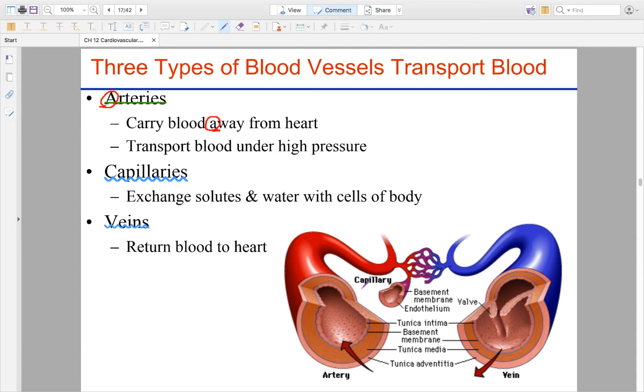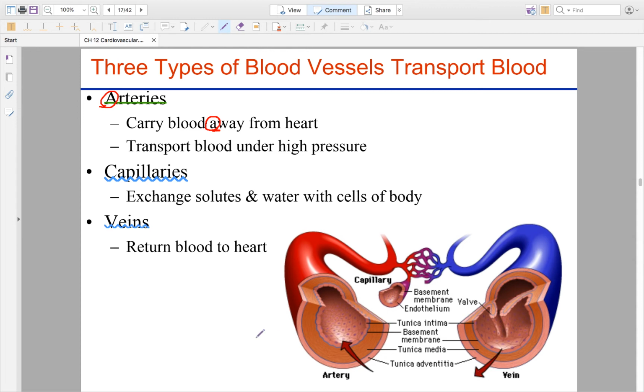Every single cell of your body has to receive these nutrients and oxygen, and at the same time capillaries exchange those things for waste and CO2. Then veins, on the other hand, carry deoxygenated blood, and they return blood to the heart, and that is the primary purpose at this point.